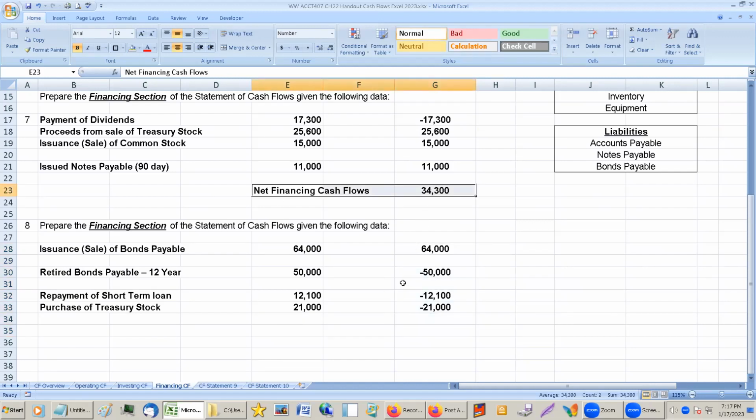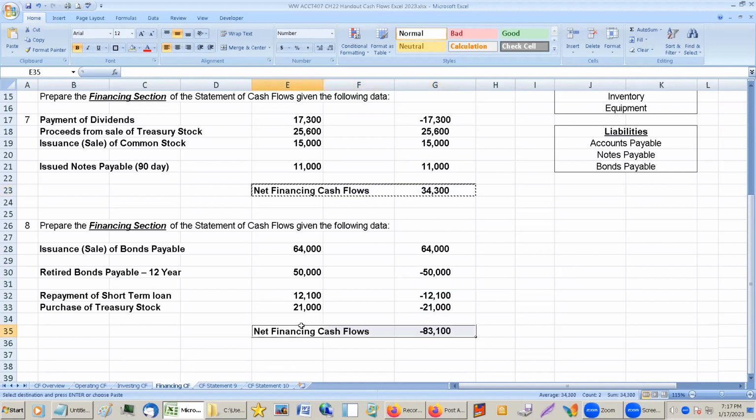Let me copy this and see what happens. Ooh, that's not right. And this is what you kind of don't want to see. You don't want to see that as negative. Usually it's when the company is shrinking. When they're selling their assets or something like that, they will then pay off liabilities, purchase their stock, buy back their stock, shrink the company. I shouldn't say it's bad. It just shows that the company is shrinking.